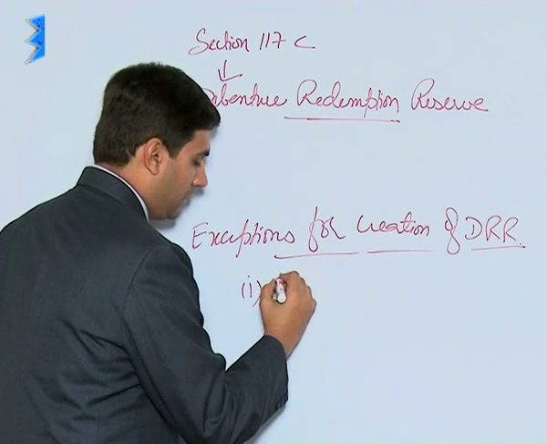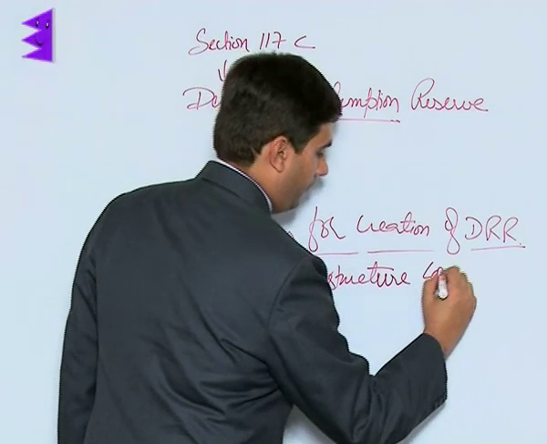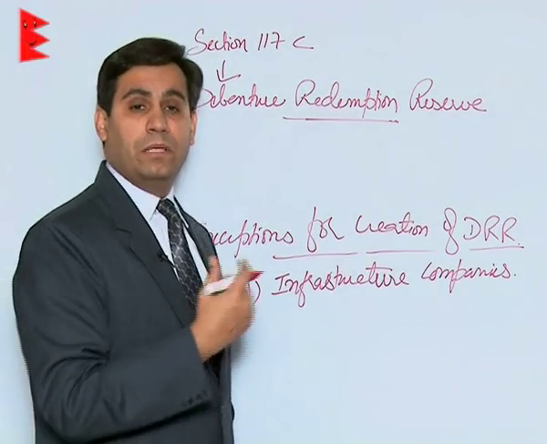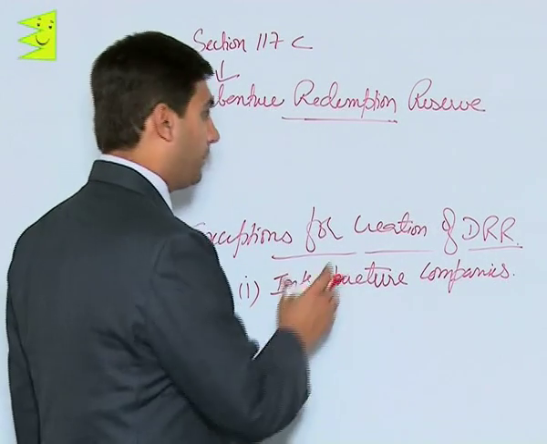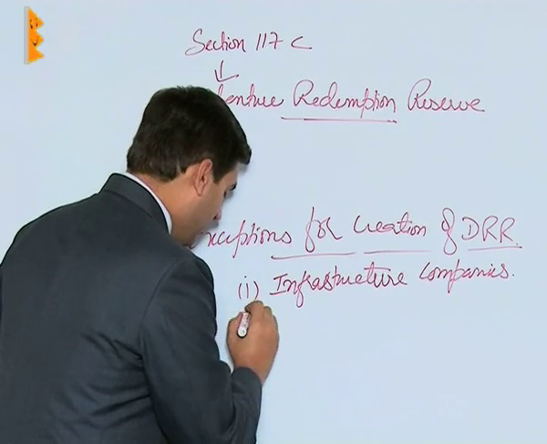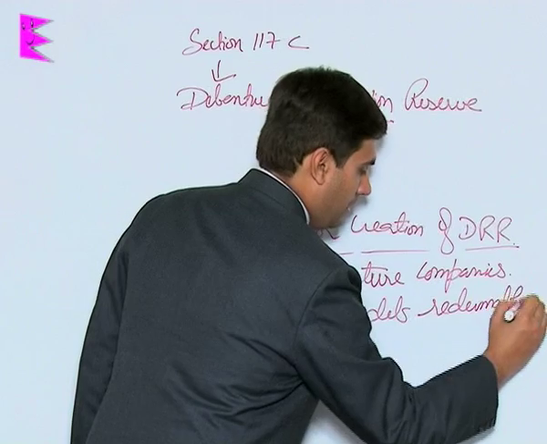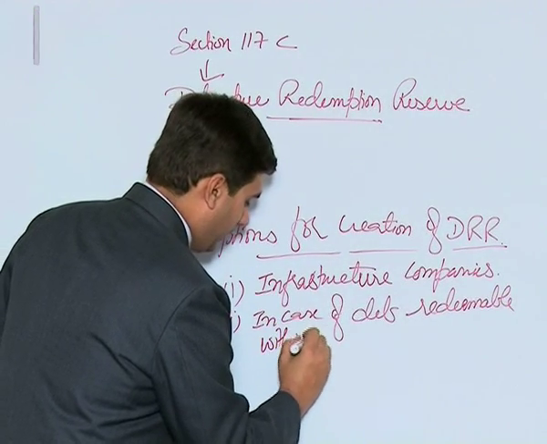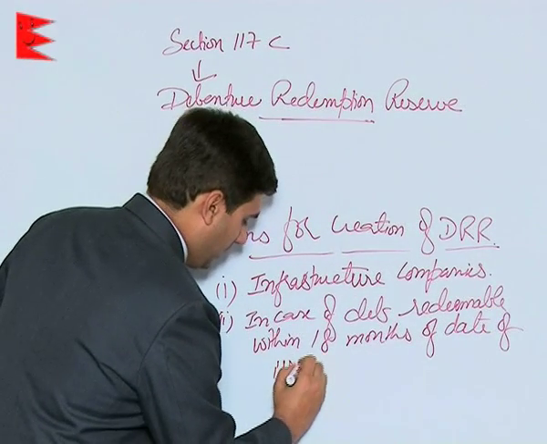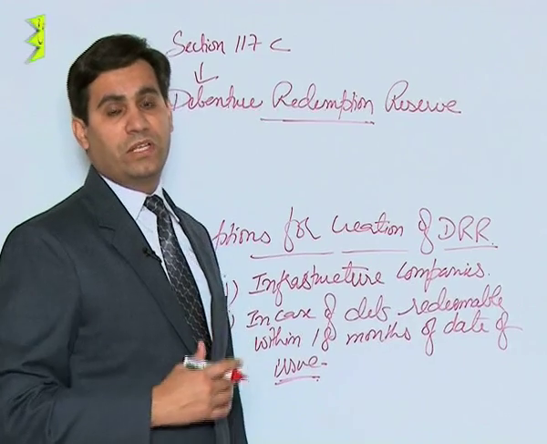The exceptions are that for infrastructure companies, the companies which are involved in the development of infrastructure. For such companies, whenever they will redeem debentures, creation of DRR is not required, or the basic condition for DRR creation as stipulated under section 117C does not apply. And the second exception is in case of debentures redeemable within 18 months of date of issue. That is, when debentures are to be redeemed within 18 months, that is 1.5 years from the date of issue, then also creation of DRR is not mandatory.